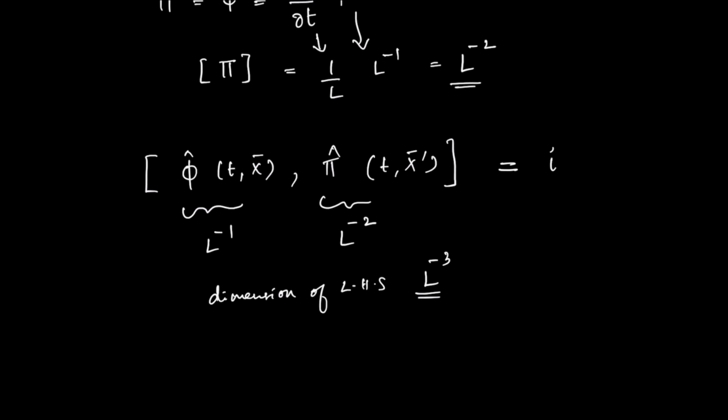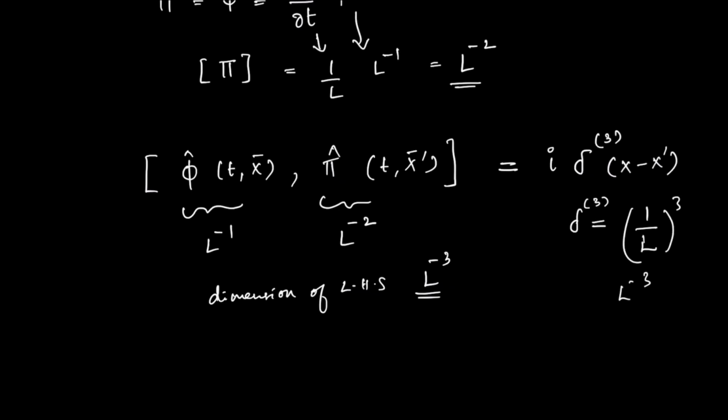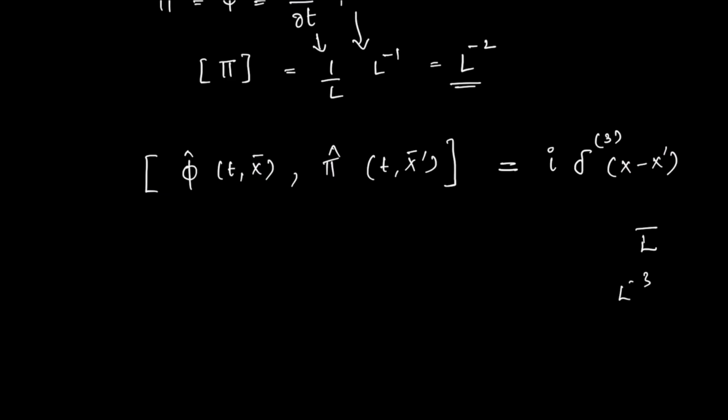Therefore here I introduce the Dirac delta 3 times. Fine. So one Dirac delta has a dimension of 1 by L. So 3 times, del cube, in the sense it will be L raised to minus 3. So both left hand side and right hand side will have the same dimension. Okay, I hope this is clear. Therefore I write the commutation relation between the field and the canonical momentum as i del cube x minus x prime.